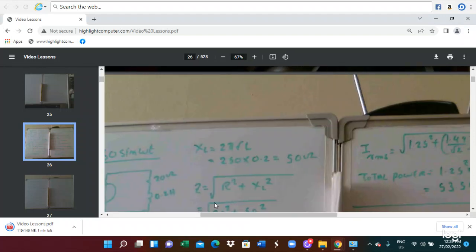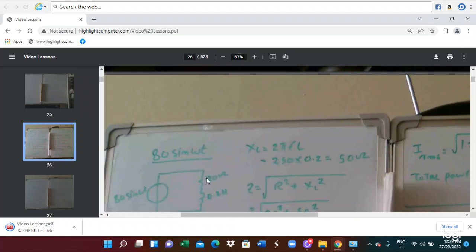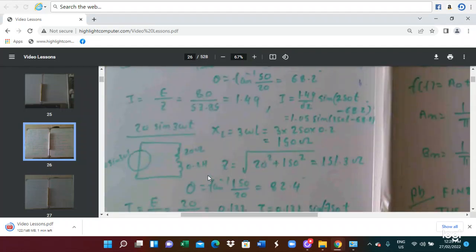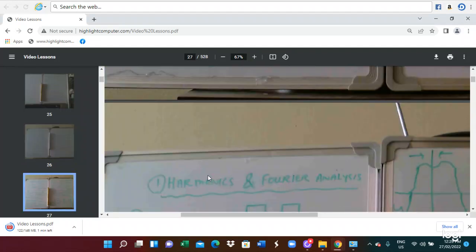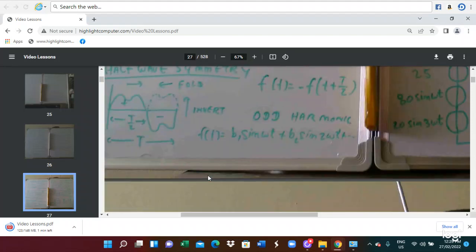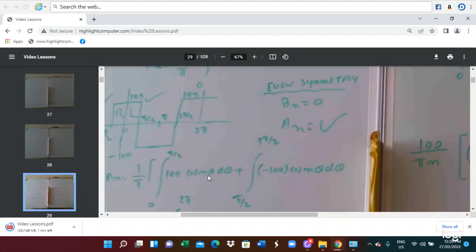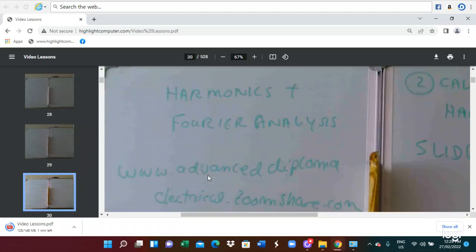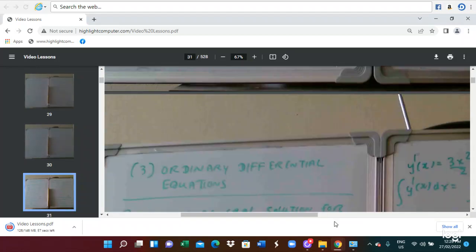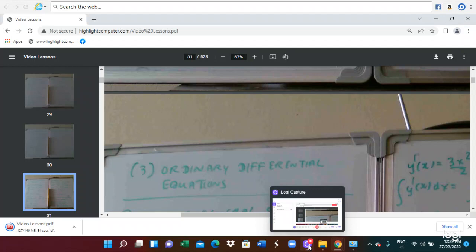This is the sinusoidal and resonance circuit. This is today's program. Today's program we explain about the quiz, pages 25 to 40. No, this is for the lesson. Those lessons you can download from the website. Okay, so this is all for today's lesson.